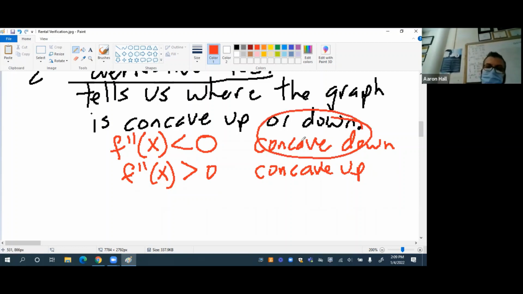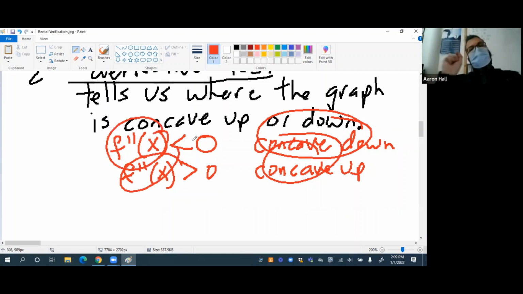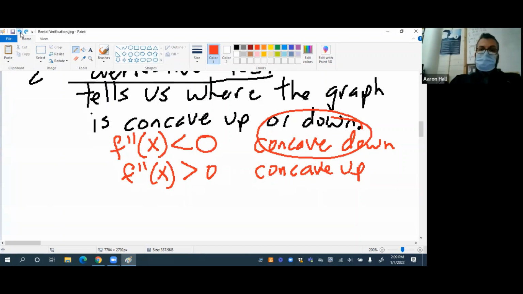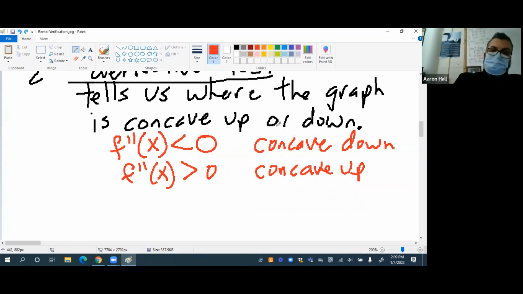What if this concavity switches at a 0 point, where our second derivative goes from negative to positive? There's a special name for a point where the concavity of the graph changes. It's called an inflection point. Yep. So in between the change of concavity, that is called an inflection point.